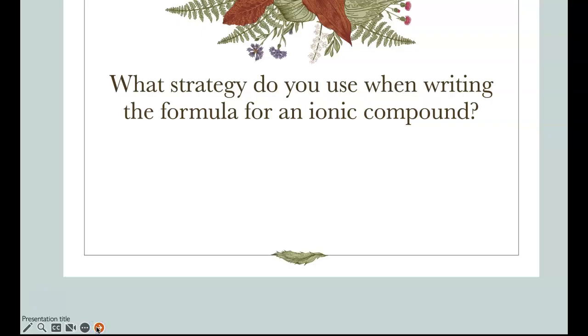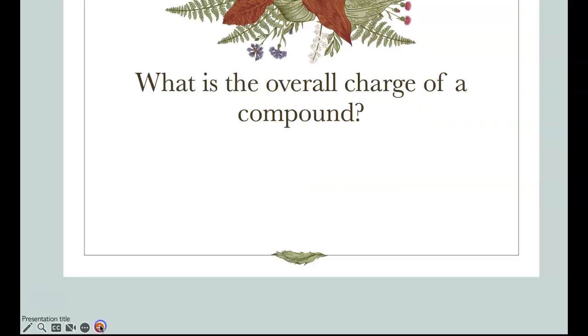What strategy do you use when writing a formula for an ionic compound? So these are the ones with charges. So we're not using prefixes because they have those charges. Hopefully you were thinking the crisscross method, as you've seen many times. How about the overall charge of a compound? This can be either an ionic compound or a covalent compound. Hopefully you were thinking neutral or zero.